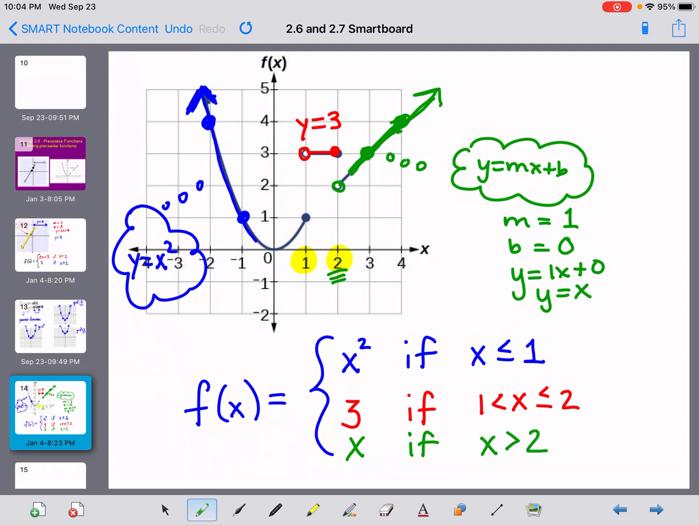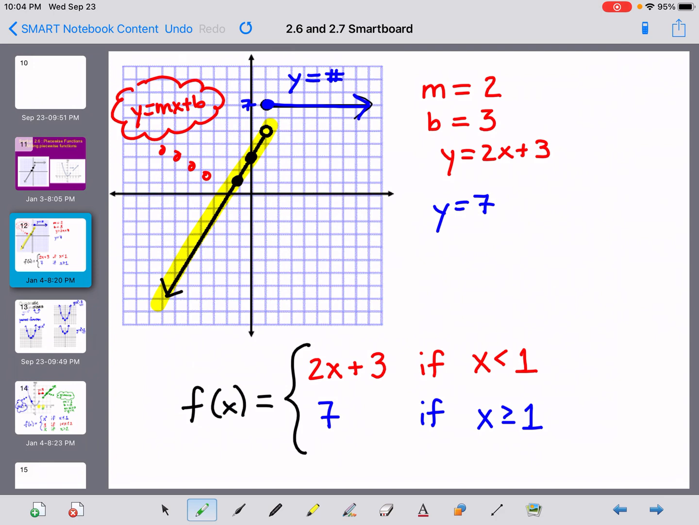And there you go. So we'll continue this lesson in class tomorrow with some different examples. We'll also practice domain and range with this as well. If you want to go back and practice domain and range with these two examples we just did, that would not be a bad idea.